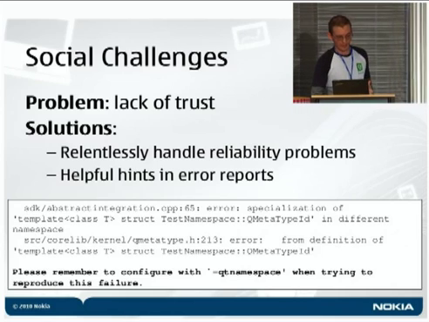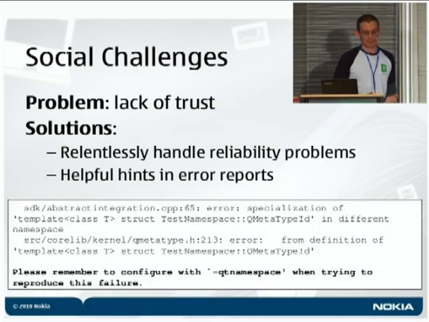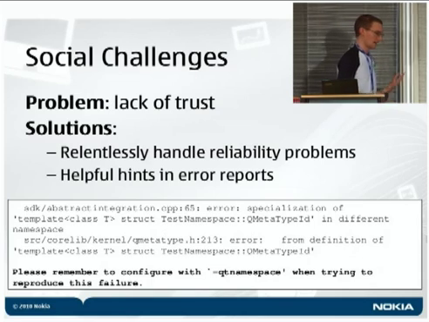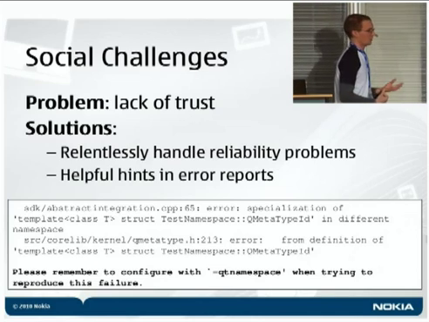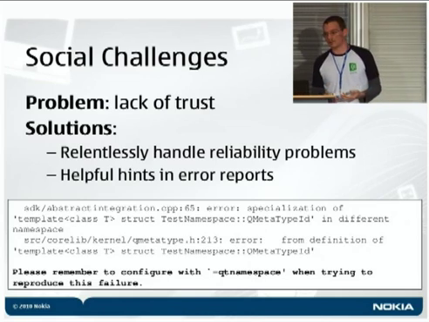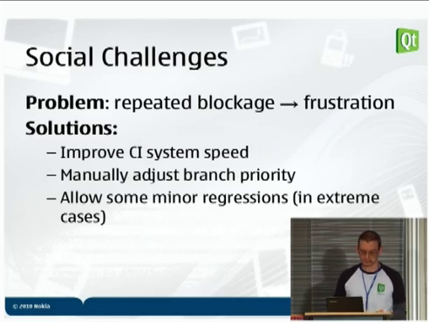So in this case, we can detect that this compile error is almost certainly specific to a Qt namespace build. So we can add a little hint into the failure email and tell the developer, hey, why don't you try configuring with Qt namespace when you try to reproduce this? So hopefully that saves a few hours of developer thinking, what the heck's going on? How do I reproduce this?